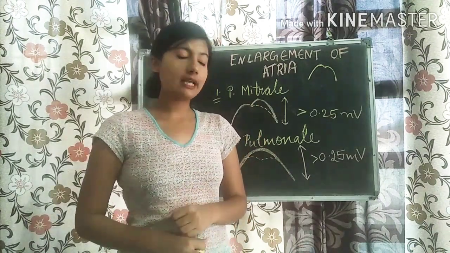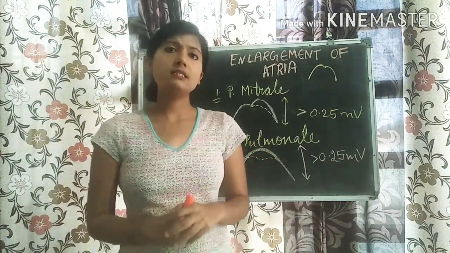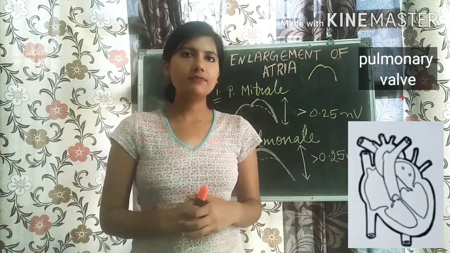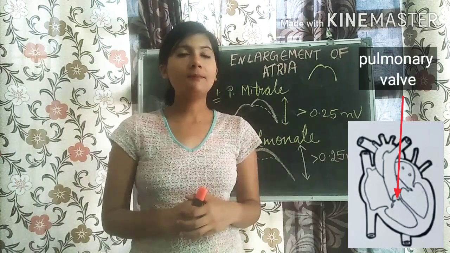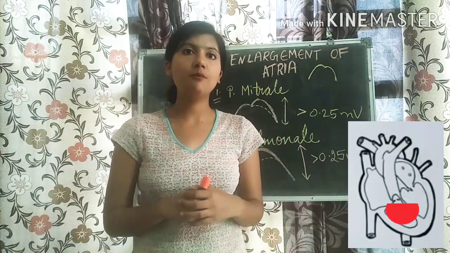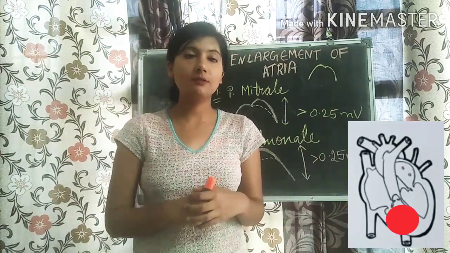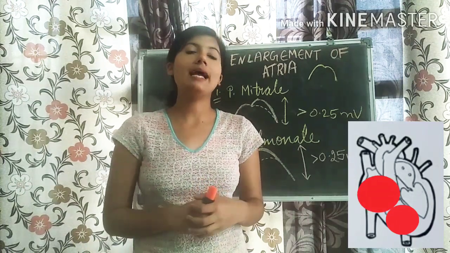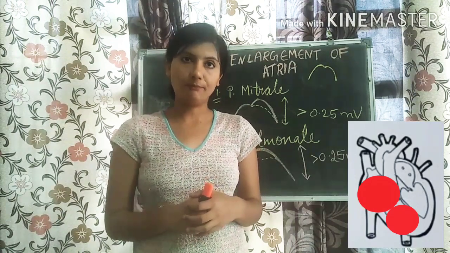Now considering the second condition, that is P pulmonale. P pulmonale is a condition when there is a stenosis of the pulmonary valve. As we know, the pulmonary valve is present between the right ventricle and the pulmonary vessels. Because of stenosis of the pulmonary valve, the blood will start pooling into the right ventricle first. Then because of the backward pressure, the blood re-enters the right atrium, and that will cause, at last, the dilatation or hypertrophy of the right atrium.